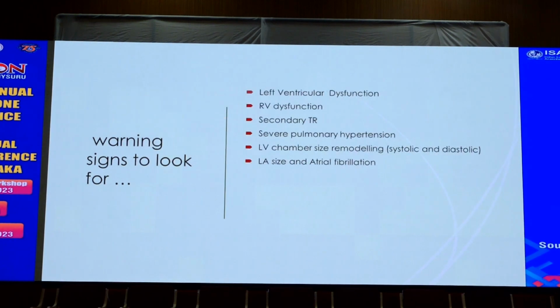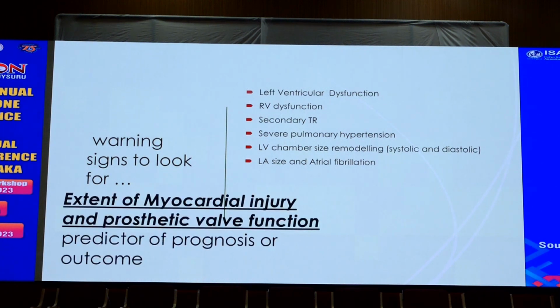So what are the warning signs we are going to look for? Still the LV dysfunction is there, or there is secondary tricuspid regurgitation due to RV dysfunction, and severe pulmonary hypertension still persists after replacement. And what about chamber remodeling, whether it still persists from the baseline or is happening, and the LA size and atrial fibrillation. So what do they tell us? They tell us the extent of myocardial injury and the prosthetic valve function. These are the predictors of the outcome and the prognosis.